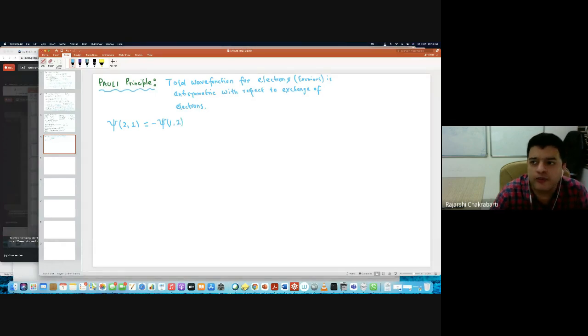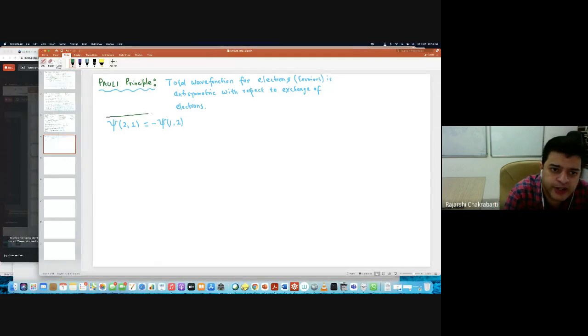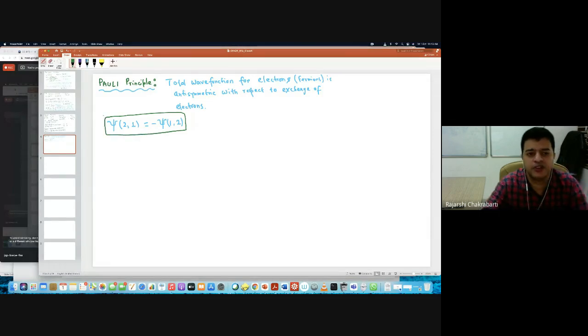Is this clear to all of you? This is very important. It's called Pauli principle. We cannot prove the principle, it is beyond the scope of the course, but you have to take it for granted. Is this clear what I have written here? That psi 2 1 is minus of psi 1 2. If it is the case, then what does it mean? It means the psi 2 1 has to be what?